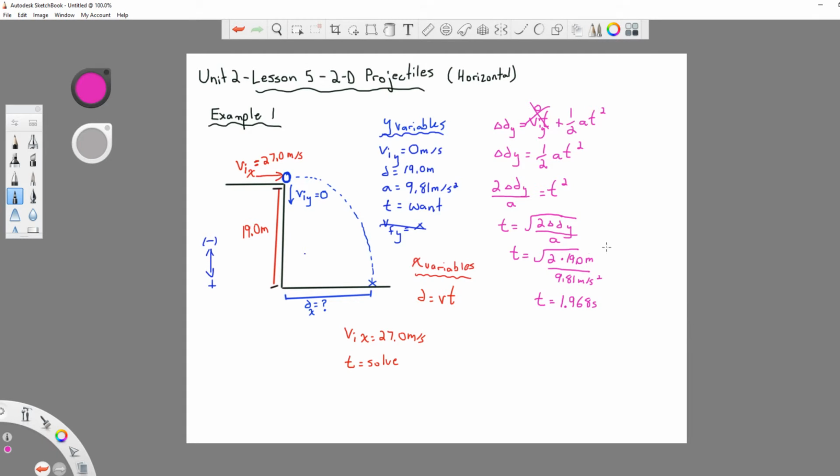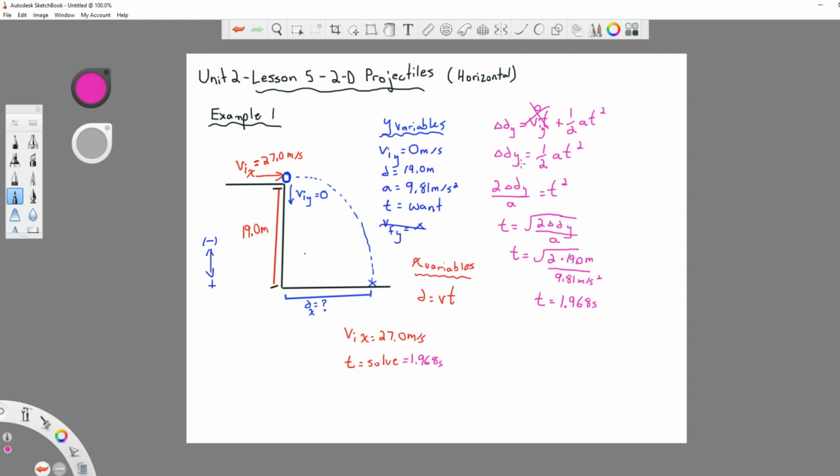Okay. So time is a nice thing that in both directions is going to be the same. Time isn't a vector value, time's scalar. So the time that it takes for this to crash here is the same as for this to crash here. So this time value can be used down here. We can say that this is equal to 1.968 seconds. I hope that makes sense to you.